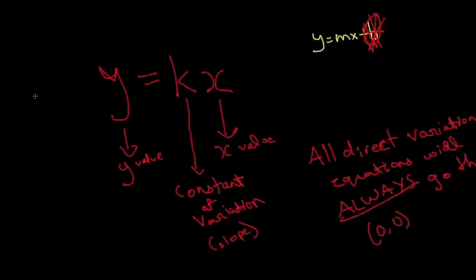So if we were to graph a direct variation equation, it would look something like this, or forgive me for the sloppiness, something like this. Again, the direction of the line is totally dependent on your k value. It could even go like this. Whoopsies.